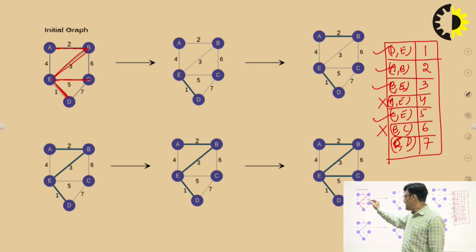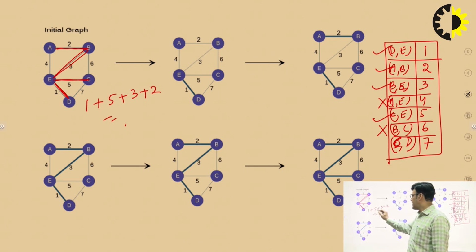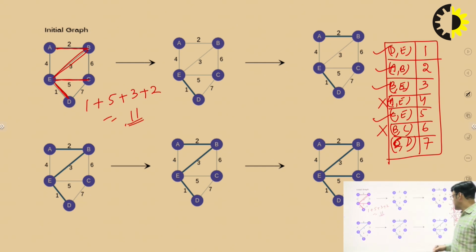So what we will do, I just add the weight 1 plus 5 plus 3 plus 2. 5 plus 1, 6. 3, 9. 9 plus 2, 11. So this is the minimum cost for this given graph. So see, I haven't seen the solution, right? And we are getting the same solution here.